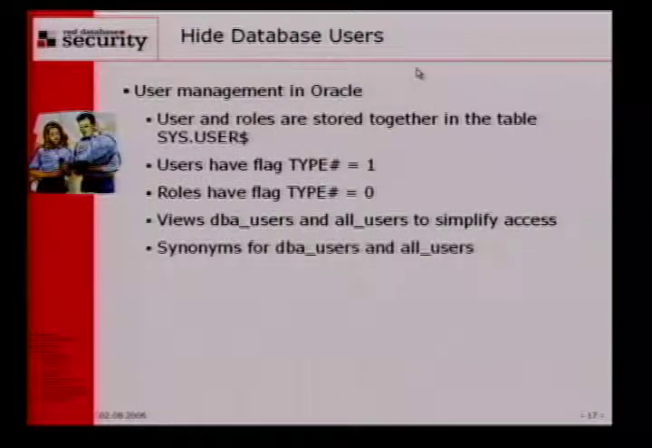Okay, user management. How is the user management done in Oracle? For a historical reason, Oracle is storing users and roles in the same table called sys.user$. Users have the flag type number 1 and roles have the flag type number 0. And to simplify the access, Oracle has two views, DBA users and all users, and public synonyms. So everybody in the database can at least access ALL_USERS, or if the user has DBA privileges, he can select star from DBA users.